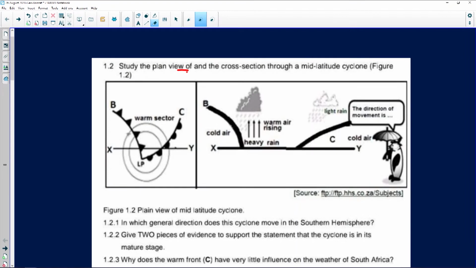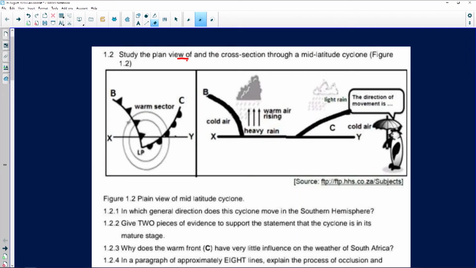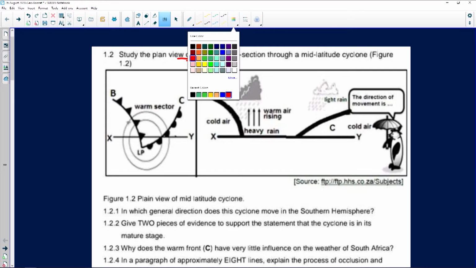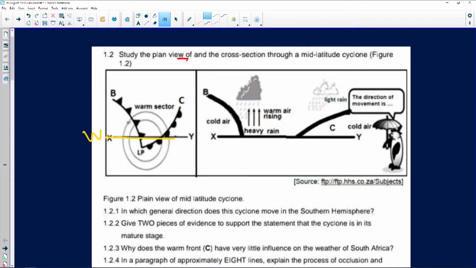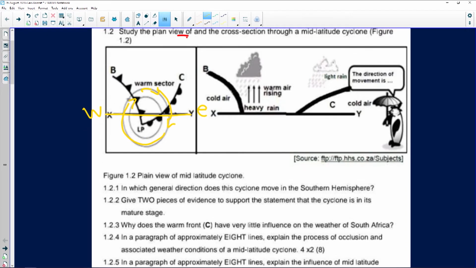Right, let's look at the questions. In which general direction does the cyclone move in the southern hemisphere? I've already answered that question for you, and the correct answer is that it's moving from west to east in the westerly wind belt, and the circulation of air in the low pressure system is clockwise. So that answers that question. It moves west to east.